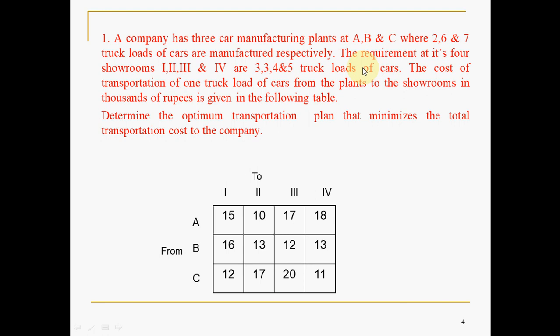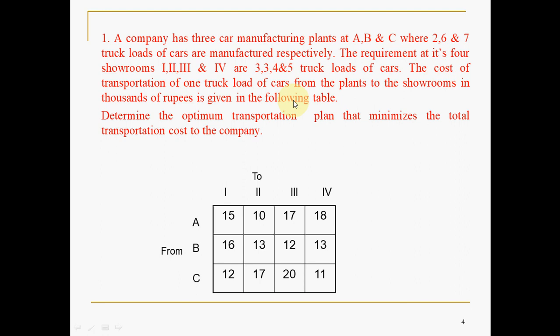Whereas coming to the showrooms, where the cars will be disposed or sold, the company is having 4 showrooms in different locations, 1, 2, 3 and 4, where the requirement of cars is 3, 3, 4 and 5 truckloads. So the sum of the requirement or demand, requirement and demand, they are one and the same, is 3 plus 3 plus 4 plus 5, that is 15. So that is sigma supply is equal to sigma demand.